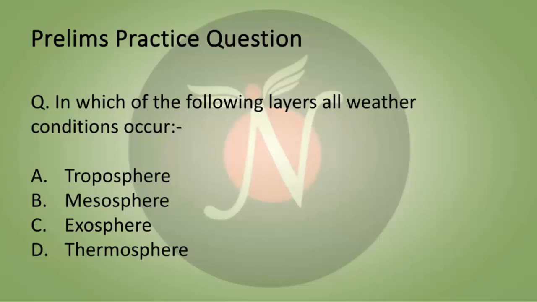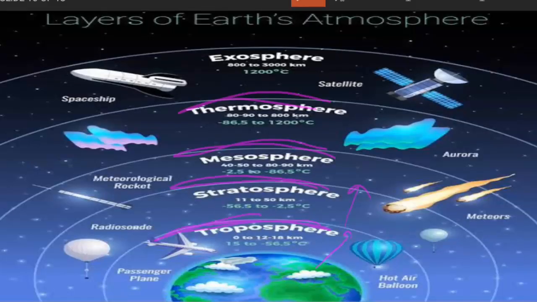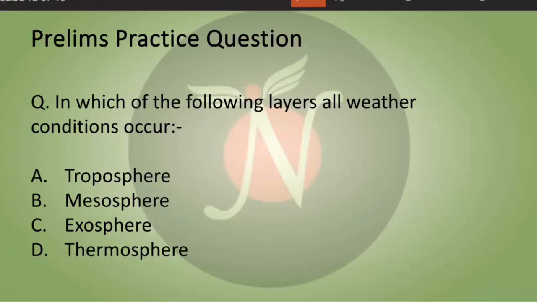Now we will come to today's prelims practice question: in which of the following layers do all weather conditions occur: troposphere, mesosphere, exosphere and thermosphere. Here I can give you a trick in Hindi to remember the different layers. If you can remember the phrase "कि तुम से मुझे थोड़ी इलायची चाहिए", this is what I just figured out. You can make your own to remember the sequence. And moreover, the Chinese spy balloon was spotted in the stratospheric layer. Remember this.